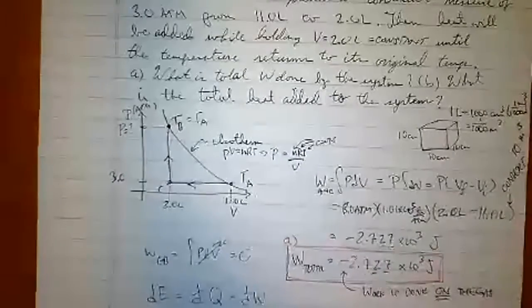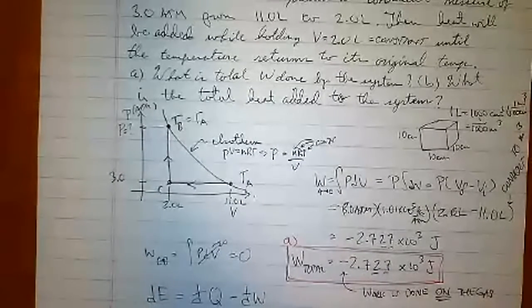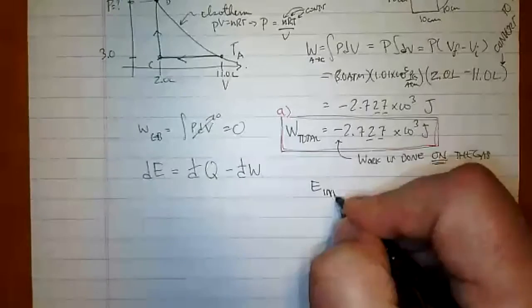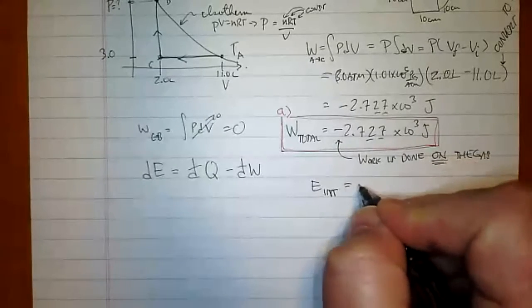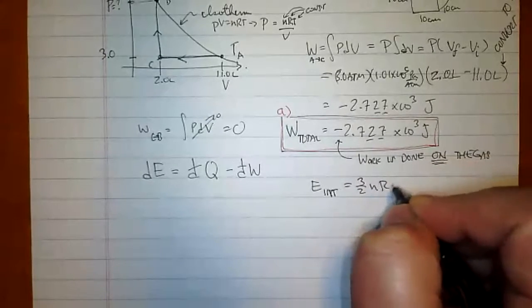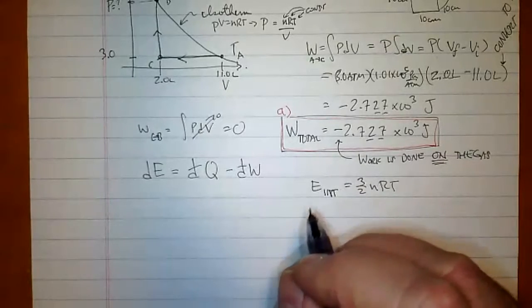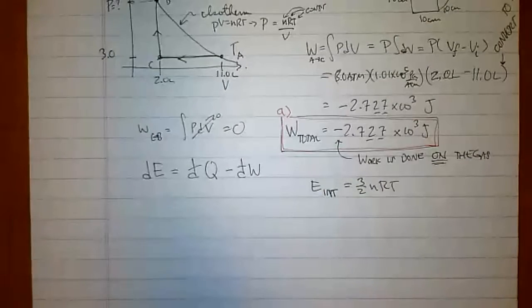But because this ended up being an ideal gas, we know an expression already for the internal energy, and that is that the internal energy for an ideal gas is 3/2 nRT. E internal for an ideal gas is 3/2 nRT. And that's technically a monatomic gas, and I didn't necessarily specify that.